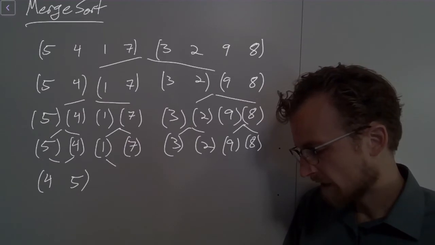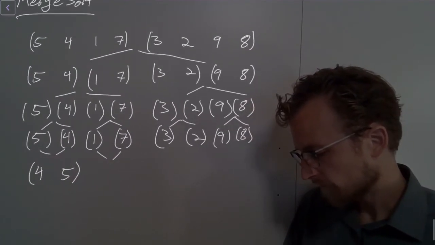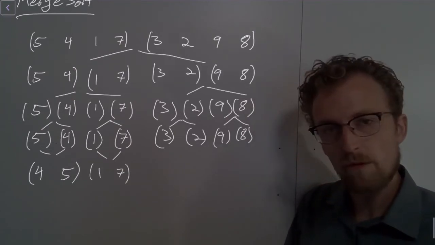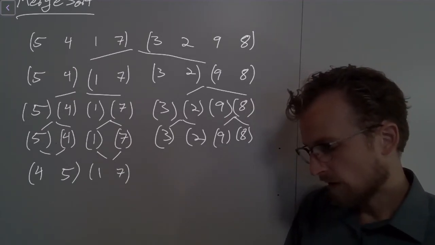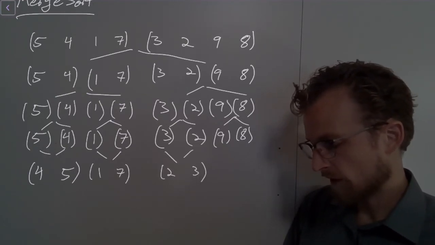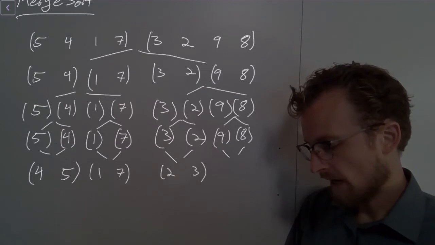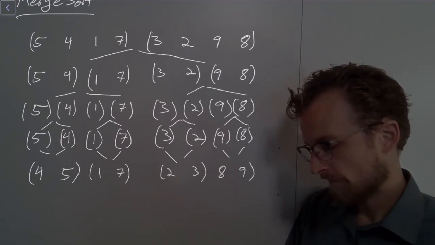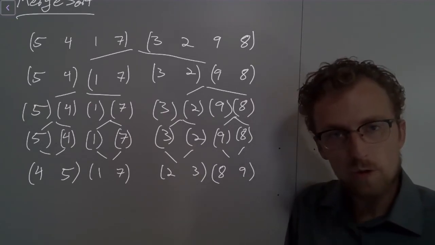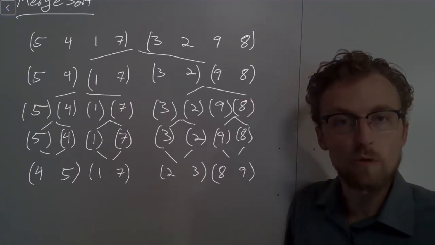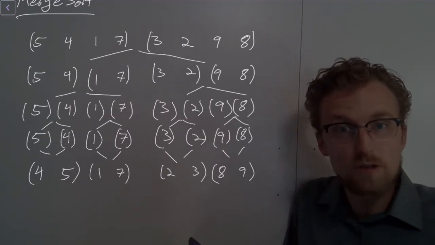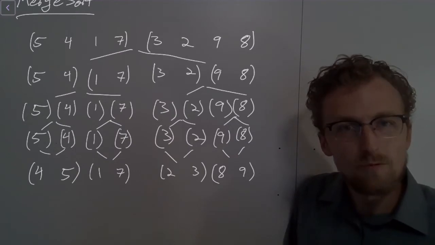Now 1 and 7 get passed back up, and they're already in order, so we keep them as 1 and 7. 3 and 2 get passed back up, and they are not in order, so they'll get put in order by the merging algorithm. And then 9 and 8 are out of order, so they'll get swapped as well. Okay, so now see what we have. Now we have 4 two-element arrays that are each sorted, right? Because they are merged versions of 8 one-element arrays, right?